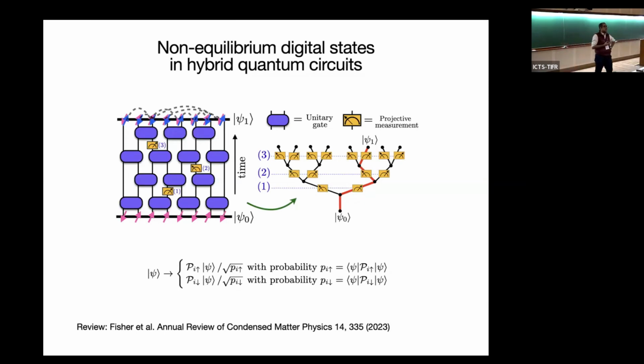It renders the dynamics non-unitary, so to say. And then you can ask the same question: what happens to the quantum trajectories? And there are interesting phase transitions in the quantum trajectories of the many-body states, which people have studied, called measurement-induced phase transitions, measurement-induced phases.